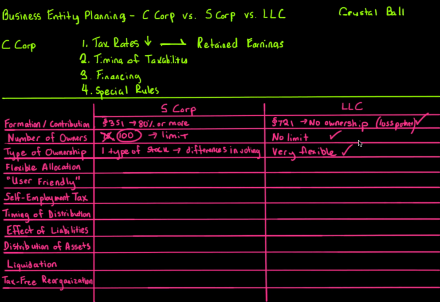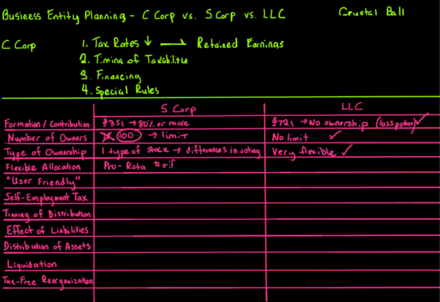Okay, next one is flexible allocation. So what is the general rule in terms of allocation? We're talking about allocation of profits and losses. Well, with S corporations, which remember, S corporation stands for Small Business Corporation, the idea is that it's pro rata, the number of shares.